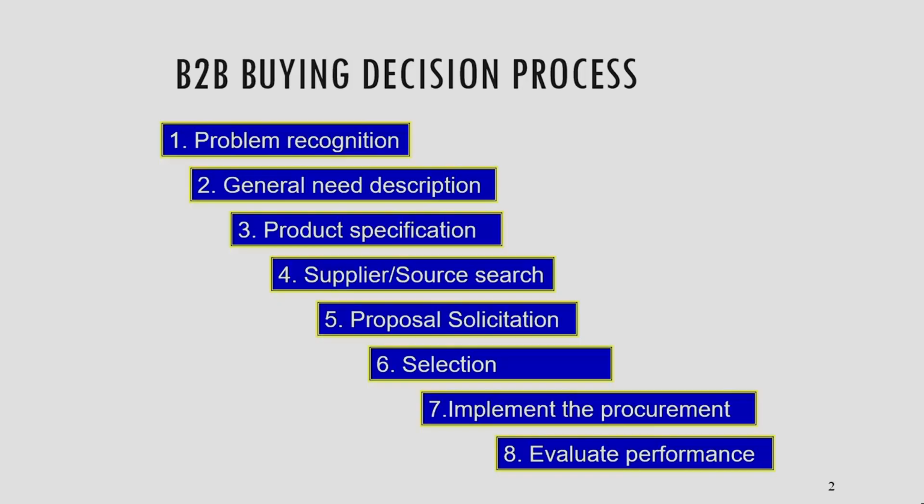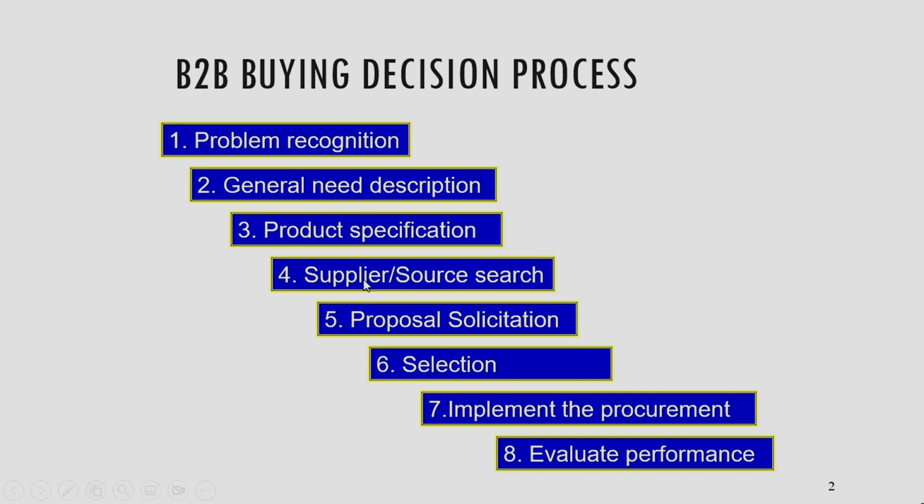The other important thing here is that the buying decision process, the 8 steps that we discussed a little while back, is not a sequential step by step process. There are many simultaneous back and forth among those stages. For example, at the general need description and product specification, between step 2 and step 3, there may be lot of back and forth, there will be lot of interaction.